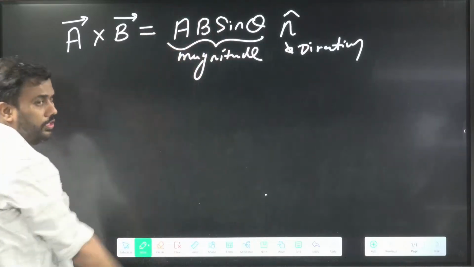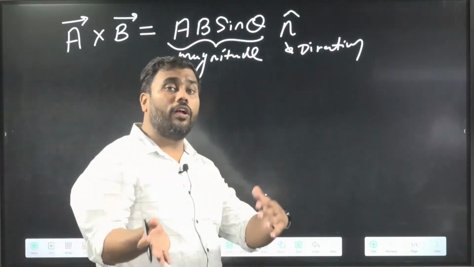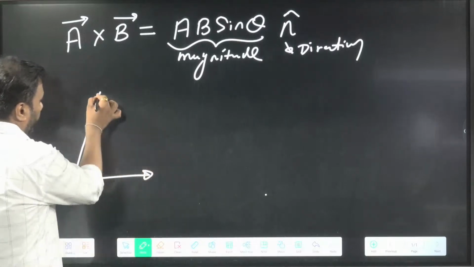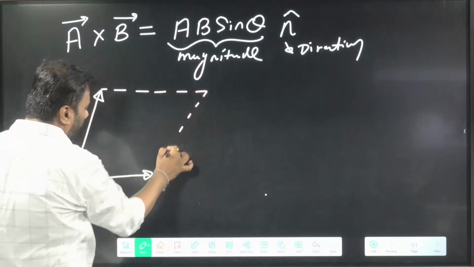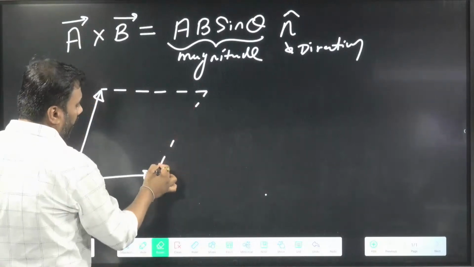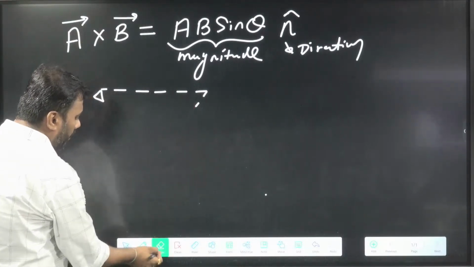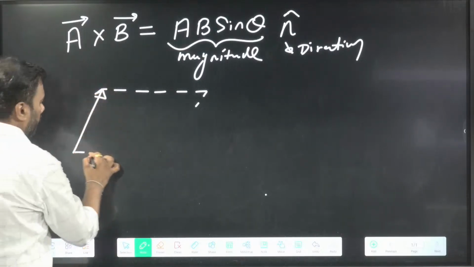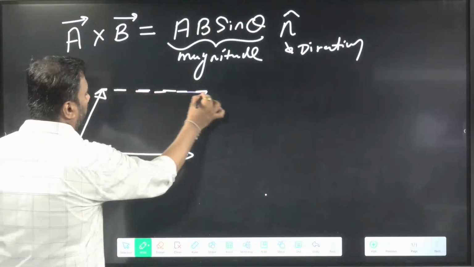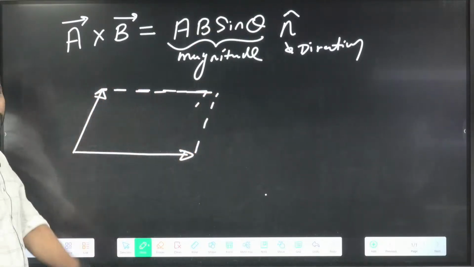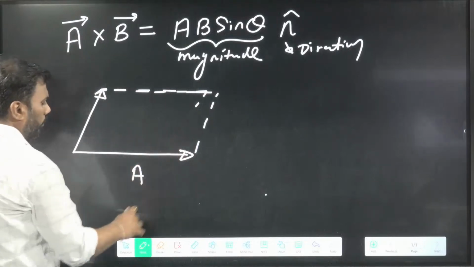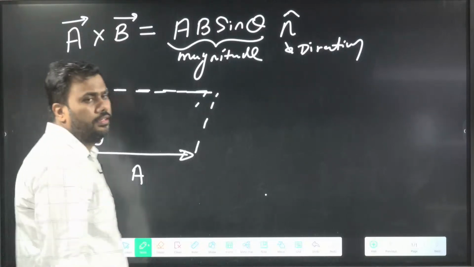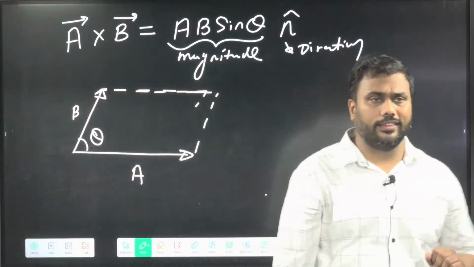Now I will use this concept for a very special thing. We have covered basic mathematics, where we saw the area of a parallelogram. Suppose this is a parallelogram created by two vectors. The length of this side is, let's say, A, the length of this side is B, and the angle between the two vectors is theta.